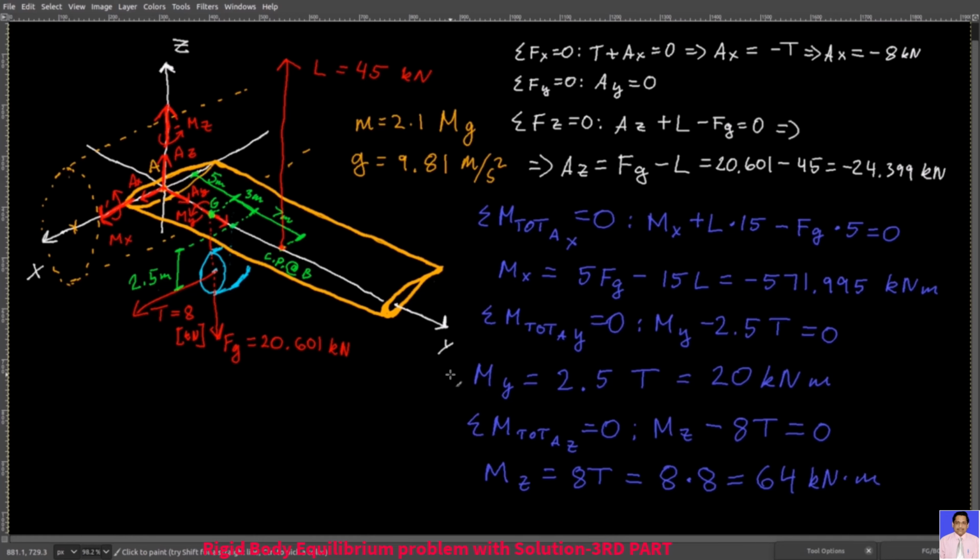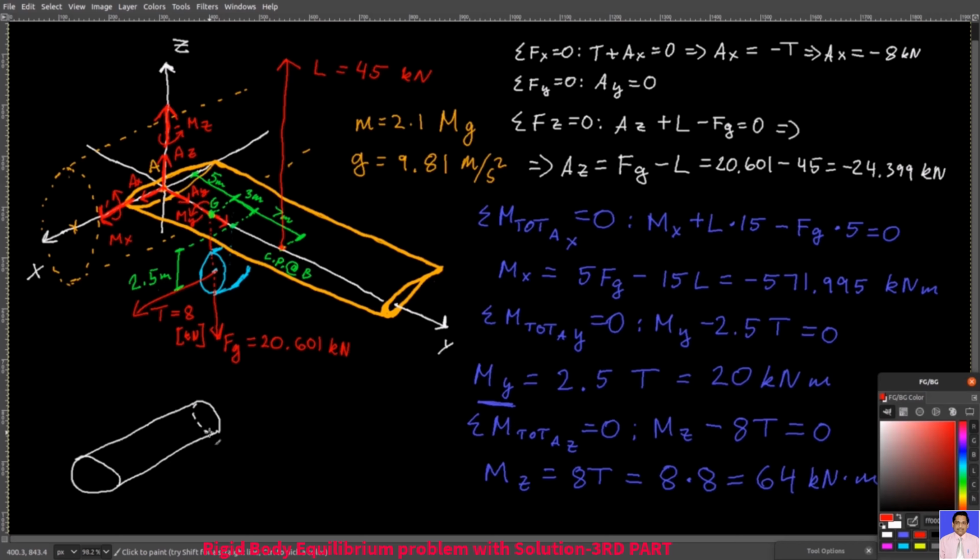And there you go. You have your reactions for the wing at point A. Finally, what I want to mention is that My is also called torsion. In general, if you have a beam and you have a moment about the axis that goes through the beam along its length, then that moment is commonly also called torsion.